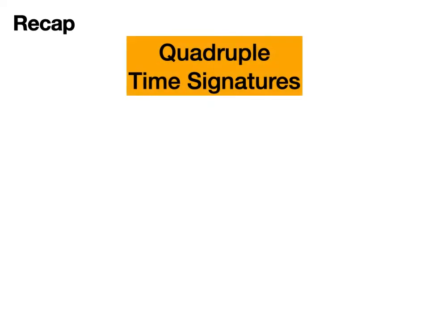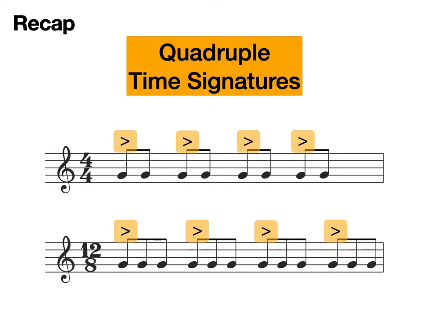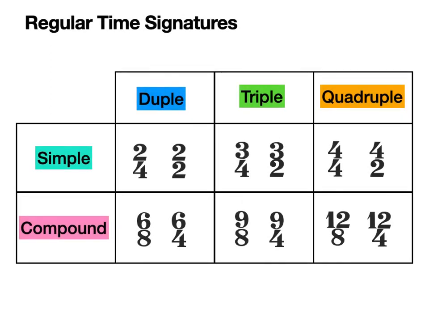And finally, we had quadruple time signatures. A quadruple time signature is where we have four strong beats in a bar and all four beats are equal. So let's just recap our regular time signatures in the table that we saw last week.